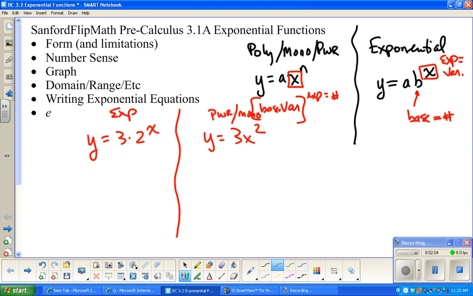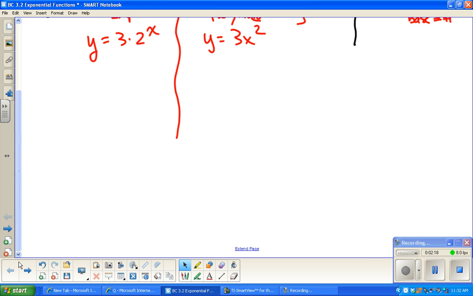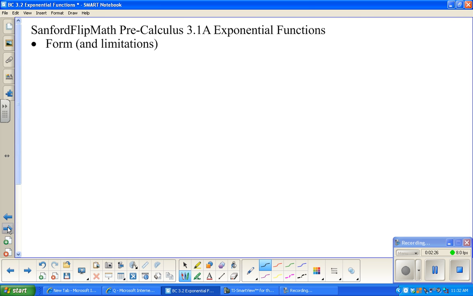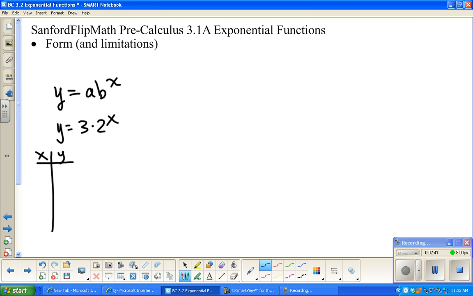What we need to do is play around with exponential functions for a minute so we can get a feel for how things act. I'm going to take this 3 times 2 to the x, and we're just going to make a little bit more room. Let me go to the next slide. So again, I just did 3 times 2 to the x. And we're going to make a little table of values here. So like -2, -1, 0, 1, 2.